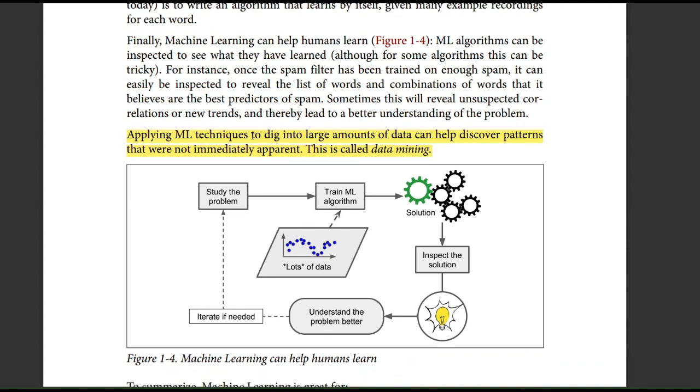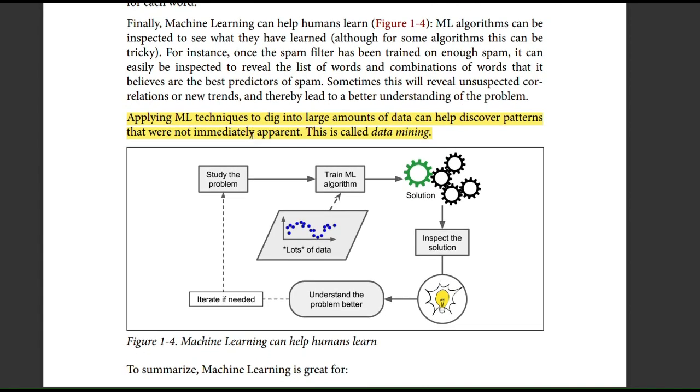So this is what it does. Machine learning also helps humans learn. Once a machine learning algorithm has been trained on enough spam emails, it might give insights into some of the words that are new to humans. So, for instance, once a spam classifier has been trained on spam, it can easily be inspected to reveal the list of words and combinations of words that it believes are the best predictors of spam. And sometimes it will reveal unsuspected correlations or new trends that are unknown to humans, and thereby lead to a better understanding of the problem.